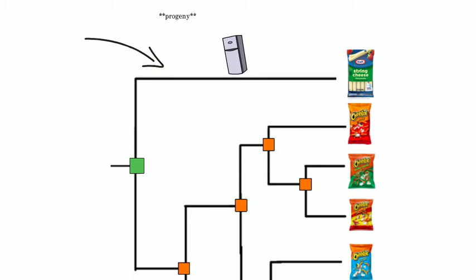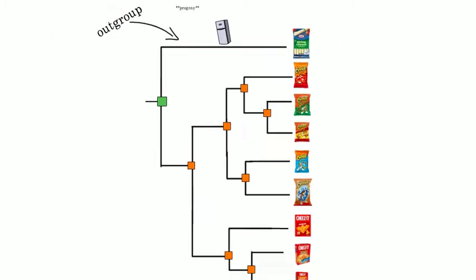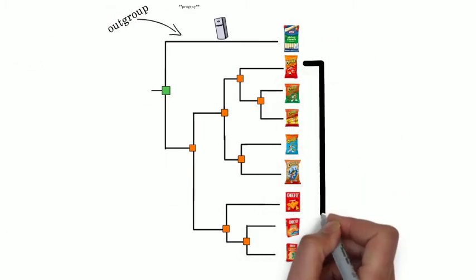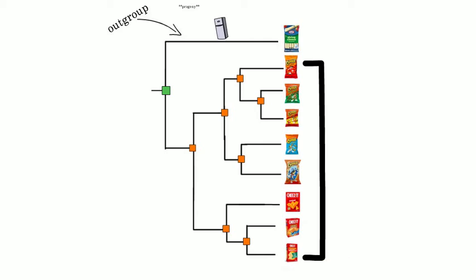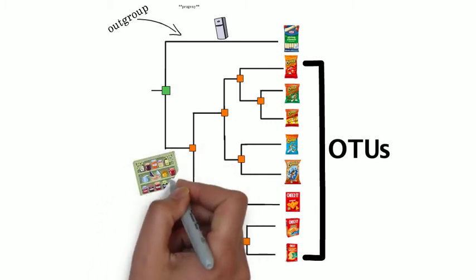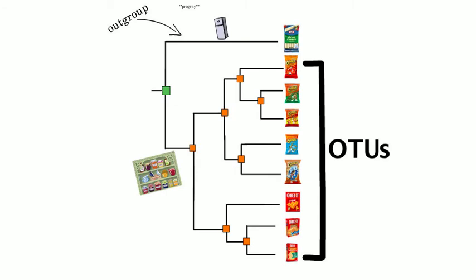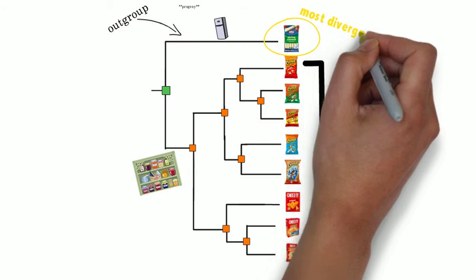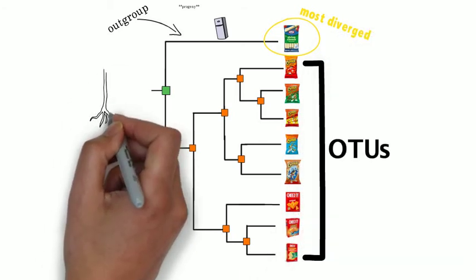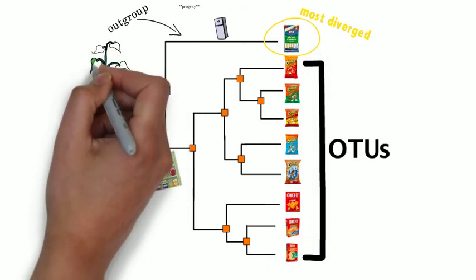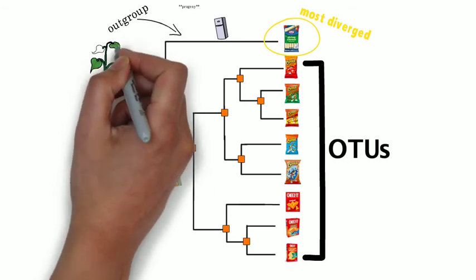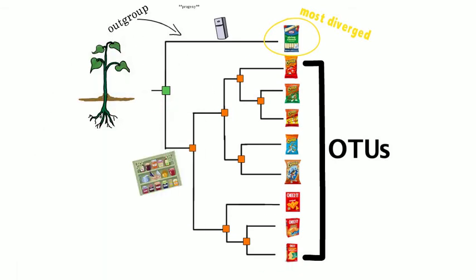An outgroup is an operational taxonomic unit, or OTU, that is known to have diverged earlier than all the other OTUs. The outgroup roots the tree such that all other OTUs share a common ancestor, which in this case is being from the pantry and not the fridge. Since string cheese is from the fridge, this shows that it has diverged the most. One last thing to note before we continue: because this phylogenetic tree has an outgroup, it is a rooted tree.